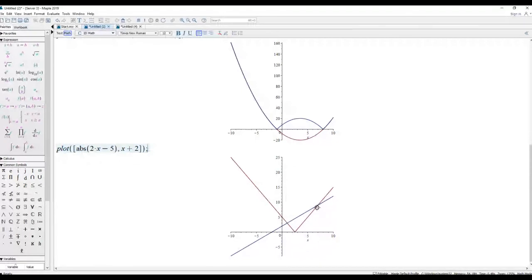You can see here they're going to cross. So all you need to do is work out that point. It looks like it's going to be around about here. Okay.